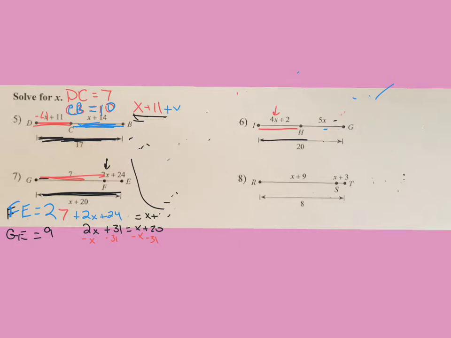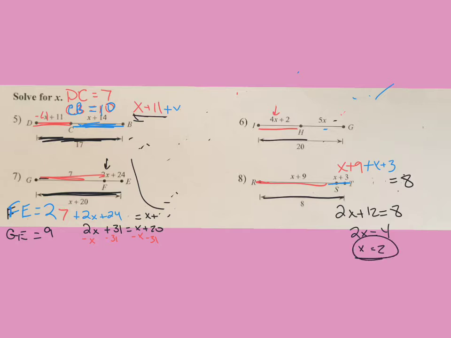Alright, so once again, we're going to do the exact same thing for 8. Big chunk is going to be equal to 8. So I'm going to take the red chunk, which is going to be x plus 9. I'm going to add it to the blue chunk, which is x plus 3. And then that's going to equal 8. So I'm going to have 2x plus 12 equals 8. I subtract 12 from both sides, I get 2x equals 4, x equals 2. So I have an answer.